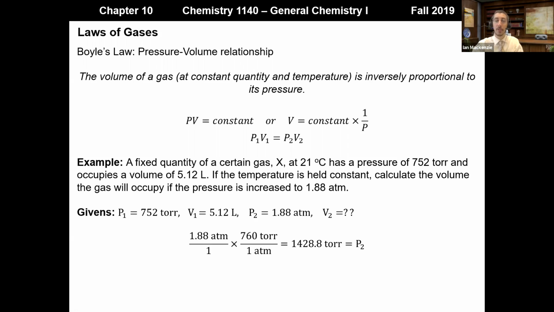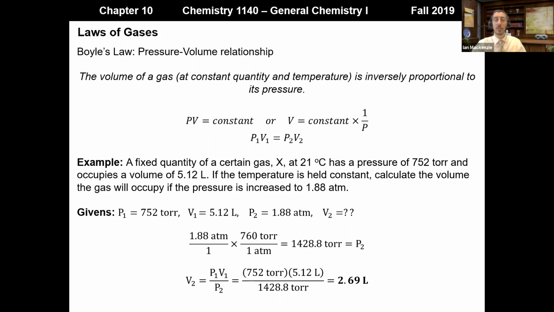And that's my pressure 2. So now my two pressure units are the same, and I can plug everything into the equation. I do a little bit of algebra to rearrange and solve for volume 2, plug those values in, and I'll come out with a volume of 2.69 liters.